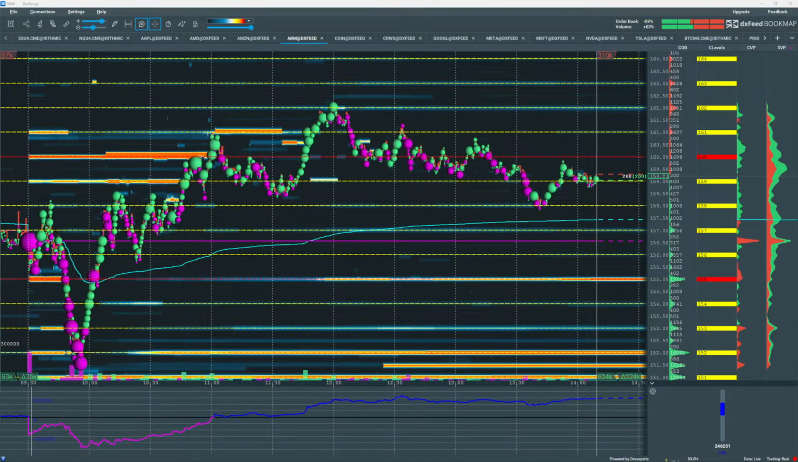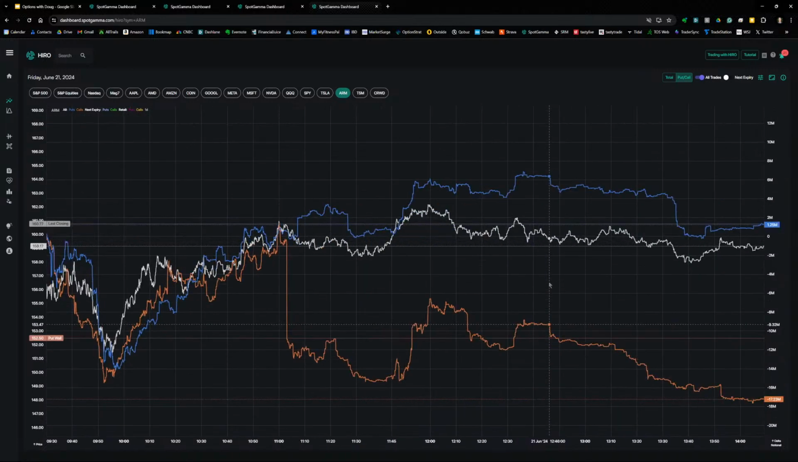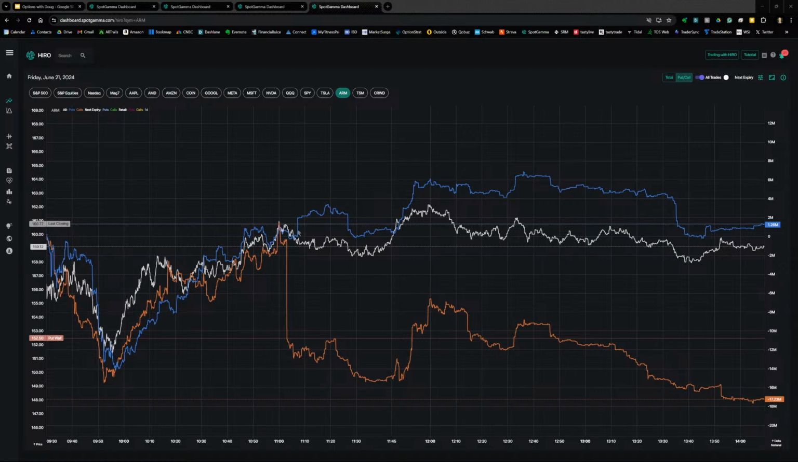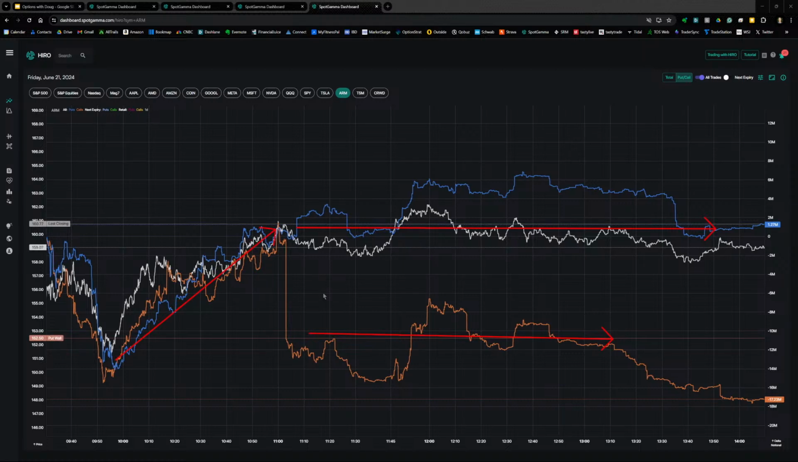Let's go back to Hero. So essentially at this point, just after 11, the put sellers and the call buyers took their foot off the gas, and now price is consolidating. So strong move higher by options traders, and they take the foot off the gas right around 11. This large block order comes in, and now price is consolidating. All right, so that's ARM.